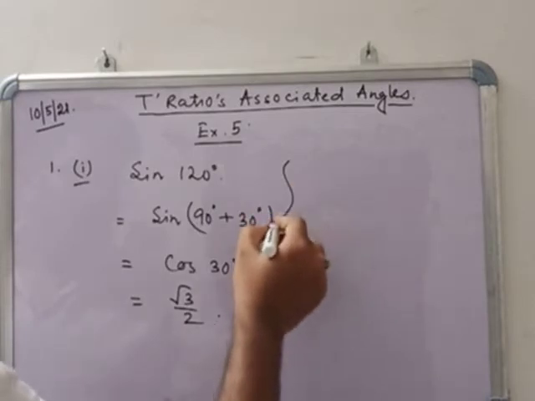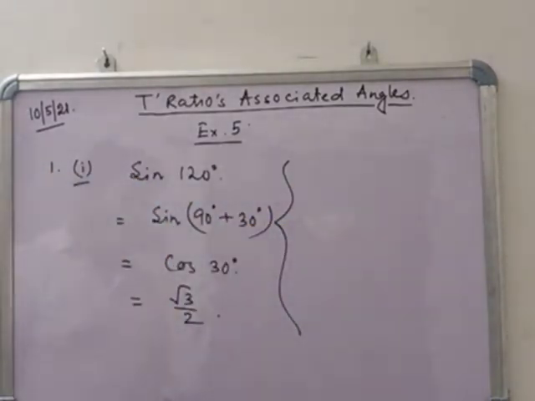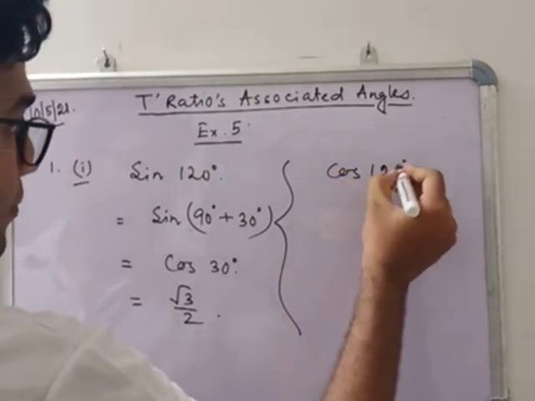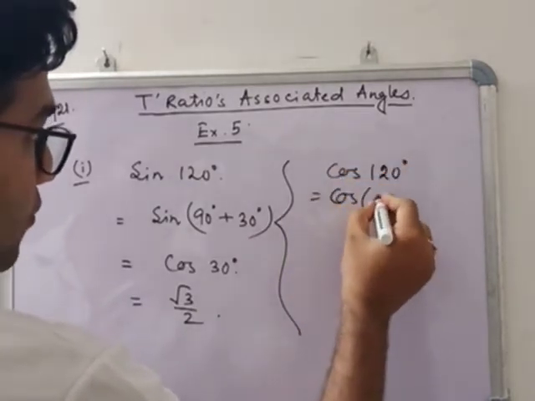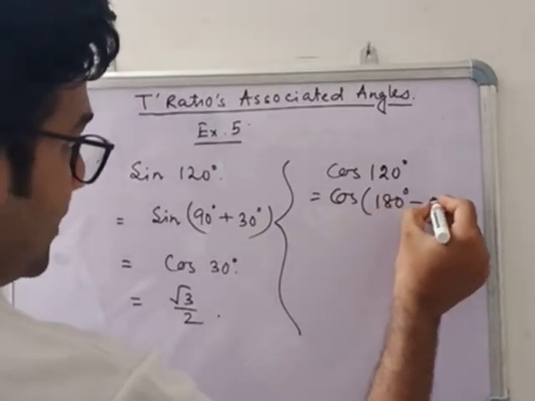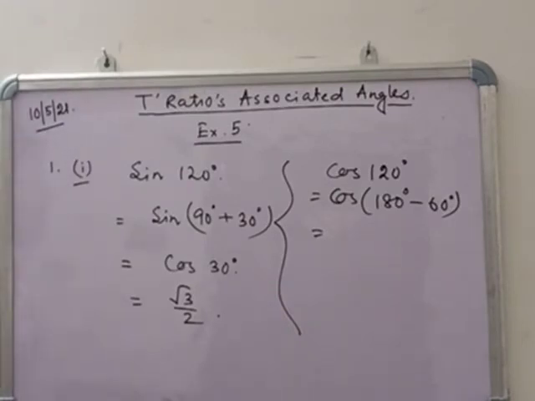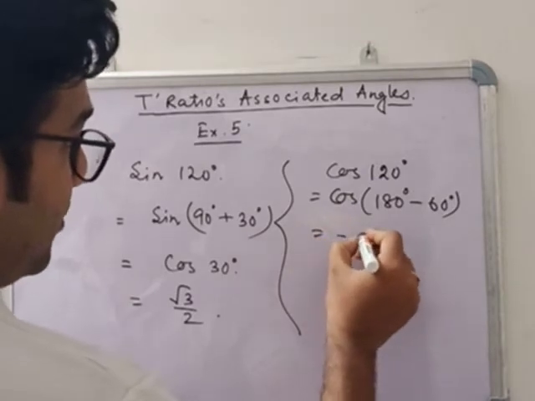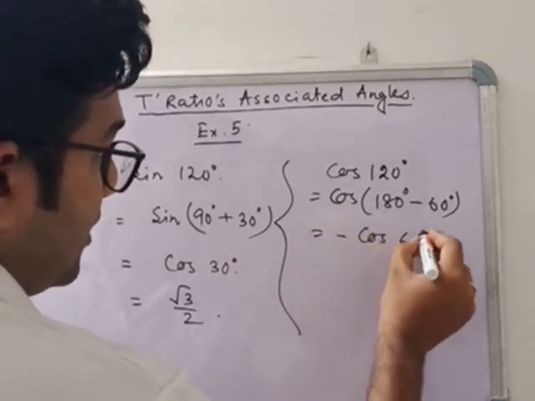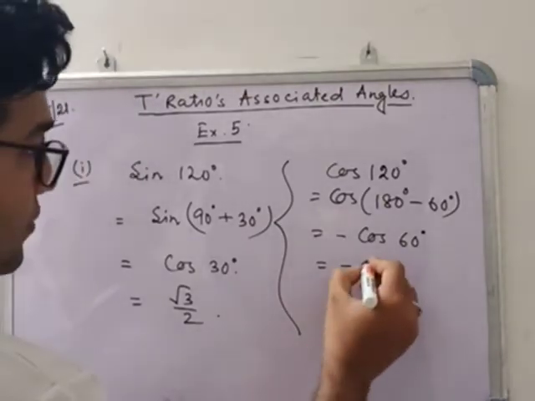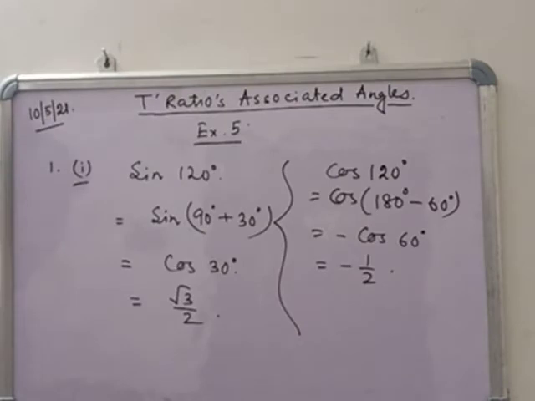Similarly, cos 120 degrees. That means cos of 180 degrees minus 60 degrees. Which quadrant is this? Second quadrant. In the second quadrant, is cos minus or plus? Minus. That means minus cos 60 degrees, that is minus half. Okay. Note it down.